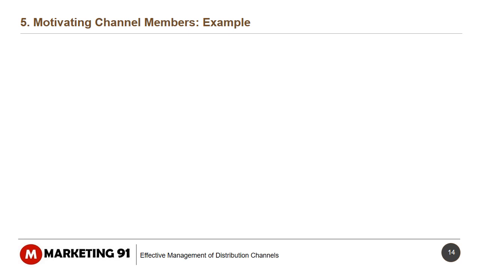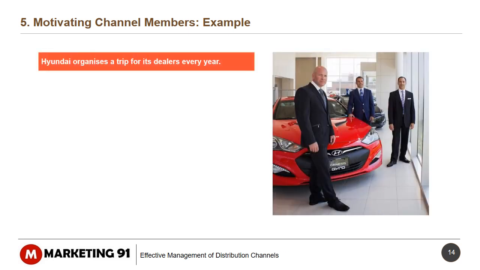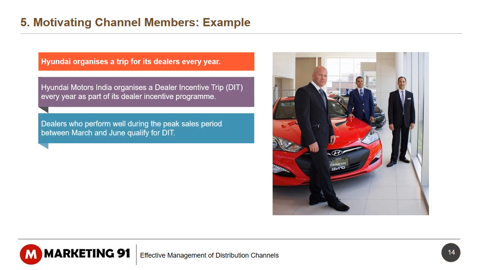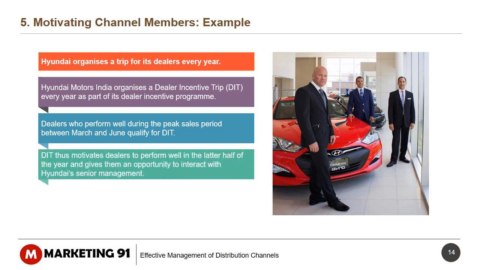Example of motivating channel members. Hyundai organizes a trip for its dealers every year. Hyundai Motors India organizes a dealer incentive trip, or DIT, every year as part of its dealer incentive program. Dealers who perform well during the peak sales period between March and June qualify for DIT. DIT thus motivates dealers to perform well in the latter half of the year and gives them an opportunity to interact with Hyundai senior management.